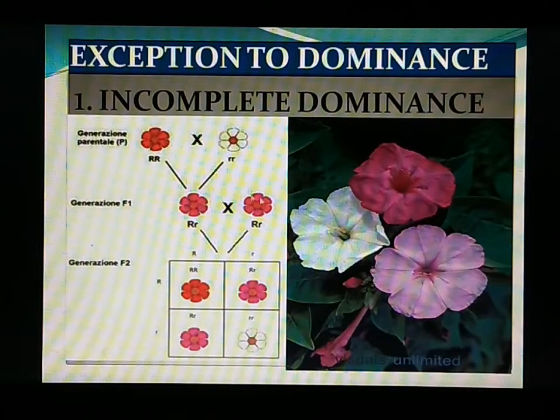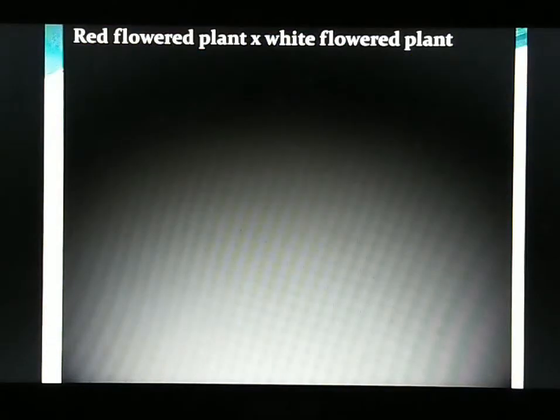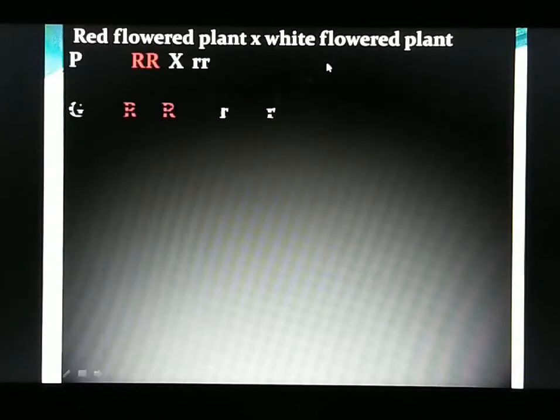We can recall that F1 generation was similar to one of the parent, but in incomplete dominance we see that F1 generation doesn't resemble any of the parent. So we'll work out with the help of Punnett square how we get the offsprings. When the cross is carried out between the red flower plant and that of white flower plant, we see that the gametes, as usual, get segregated.